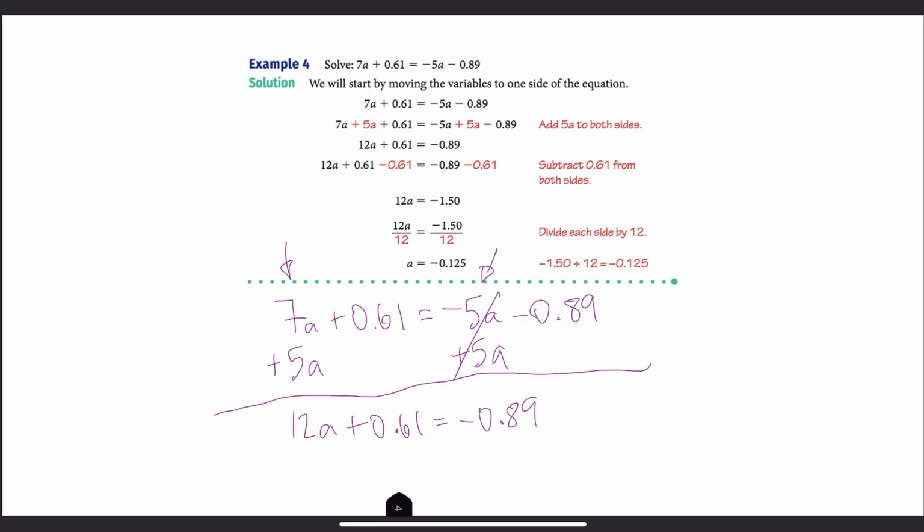Now that I have my variable terms together, I can get my constant terms together. Take 61 hundredths away from both sides. So here those zero out. So I have 12a equals negative 89 hundredths minus 61 hundredths more. I'm really actually adding and going more negative. So it's going to be, let's see, it's going to be a 0, carry the 1, 14, 15, carry the 1, so 1.50.